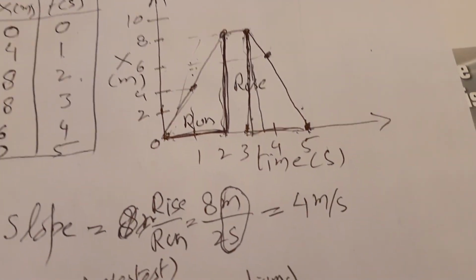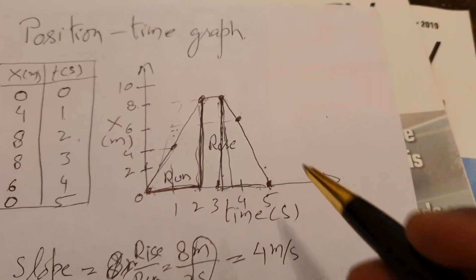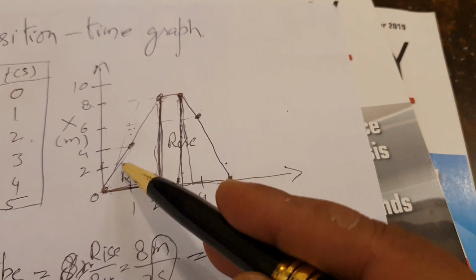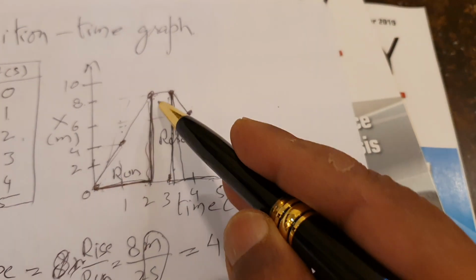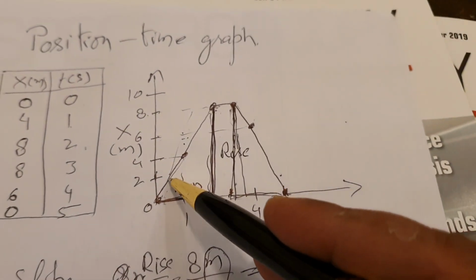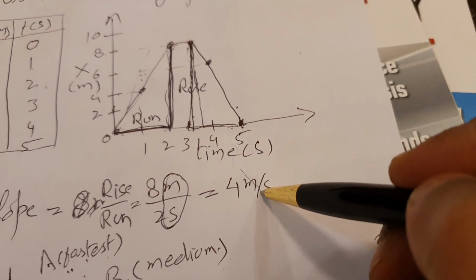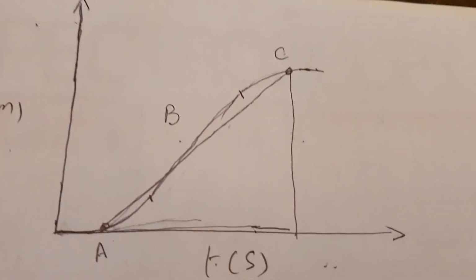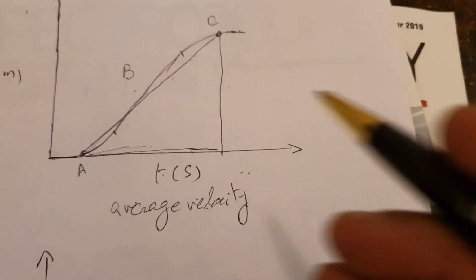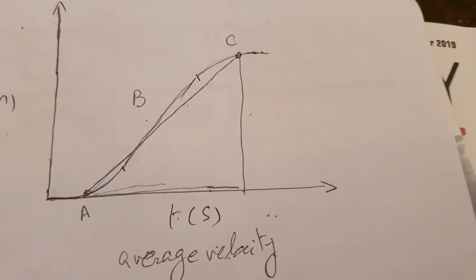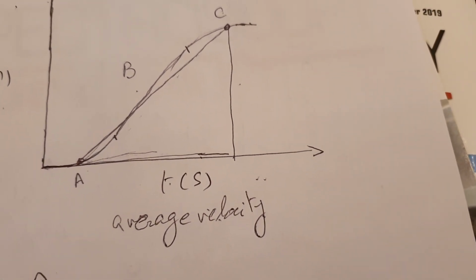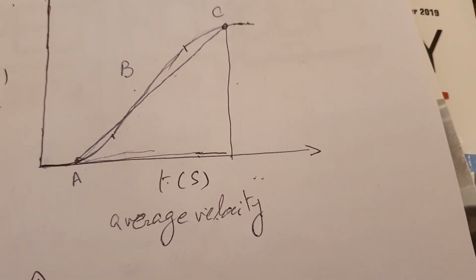The velocity that we have calculated here in this example was a constant velocity. I could calculate slope at any 2 points. I chose these 2 points, but I could have chosen any 2 points. I would get 4 meters per second. Here, this slope that I have calculated will give me an average velocity, right? It is not going to give me constant velocity.